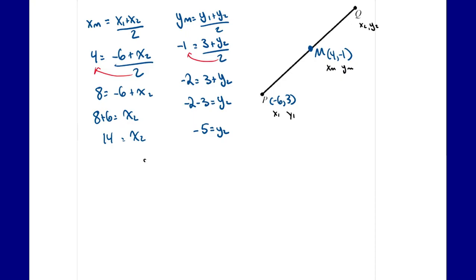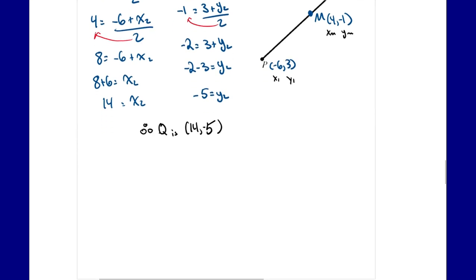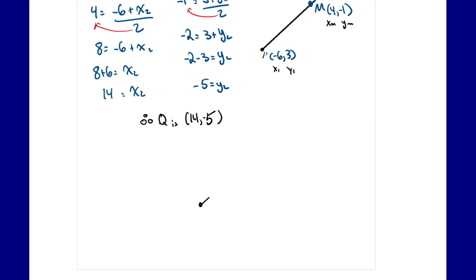So therefore, the endpoint Q is 14, -5. Now that's the algebraic method. I did mention there is another way that you can reason through it. We'll look at that now.